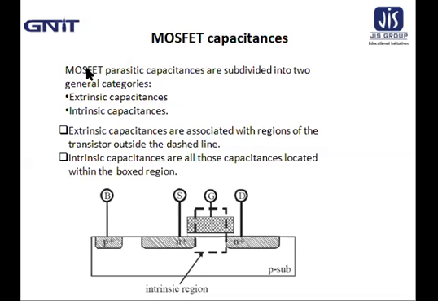Now, what are the MOSFET capacitances? MOSFET parasitic capacitances are divided into two general categories: extrinsic capacitance and intrinsic capacitance. The extrinsic capacitances are associated with the regions of the transistor outside this dashed line. Outside of this dashed line there are extrinsic capacitances, and within the boxed region there are intrinsic capacitances. All of the capacitances under this box are intrinsic capacitances.